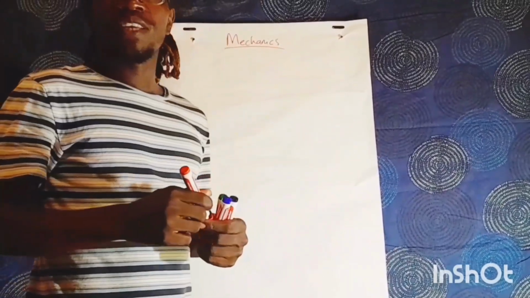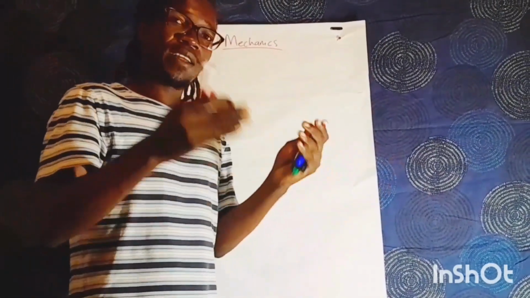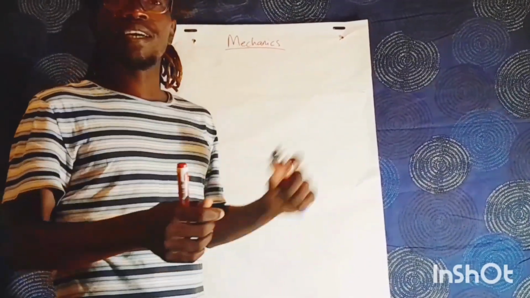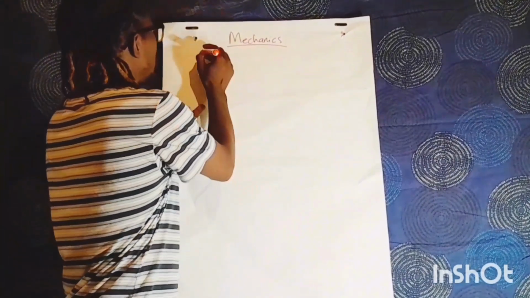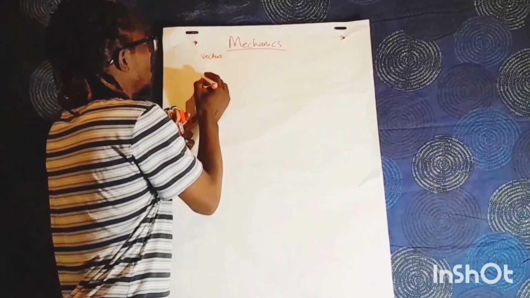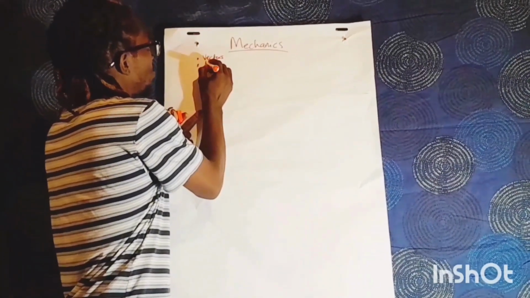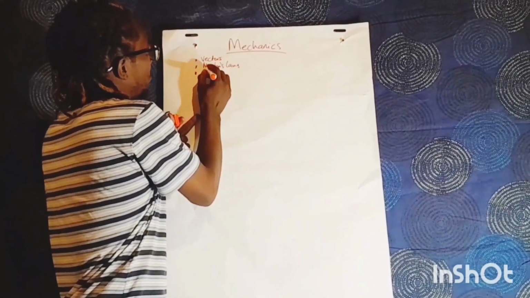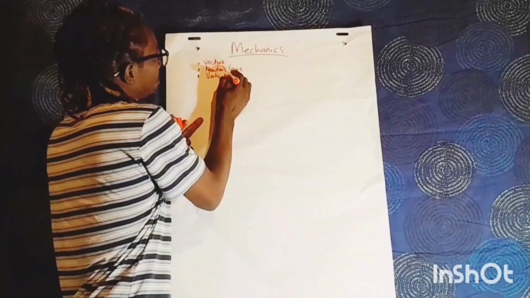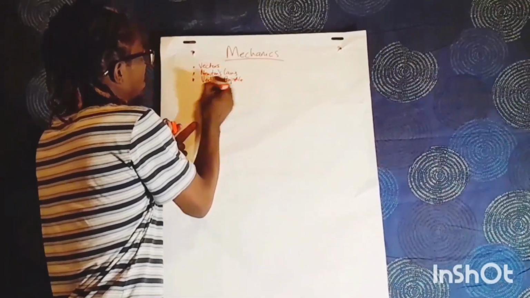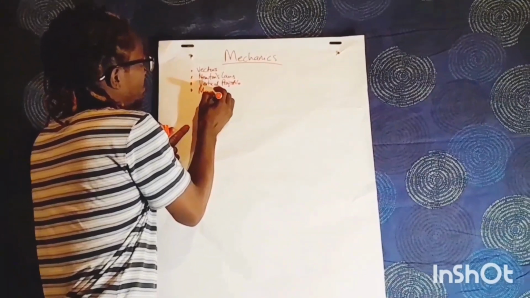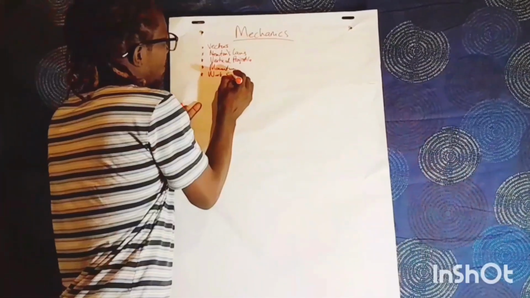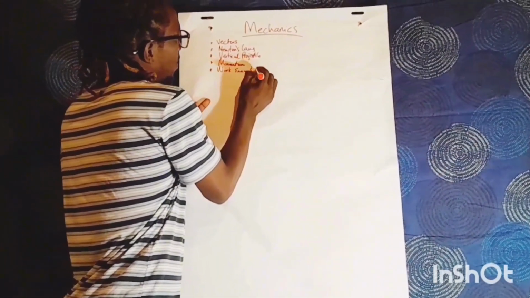But as we all know, mechanics is wide and broad and deals with a lot of things. It has many topics that fall under mechanics. So we have vectors. Vectors fall under mechanics. And we also have Newton's laws. And then we have vertical projectile. We have momentum. And lastly we have work, energy, and power.